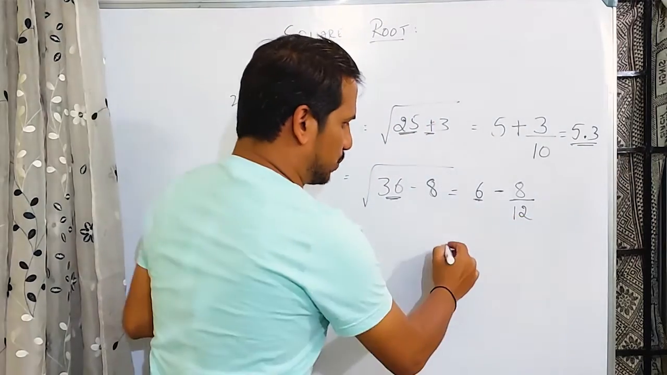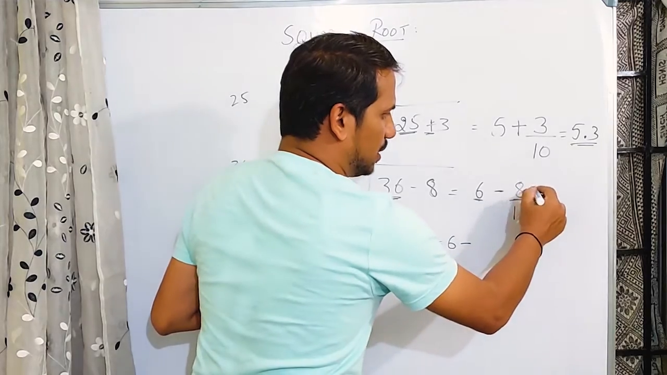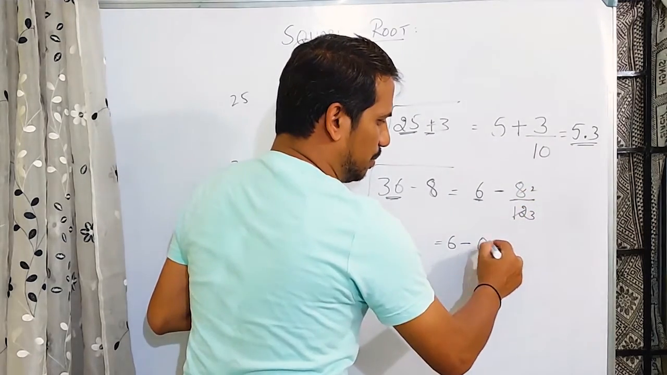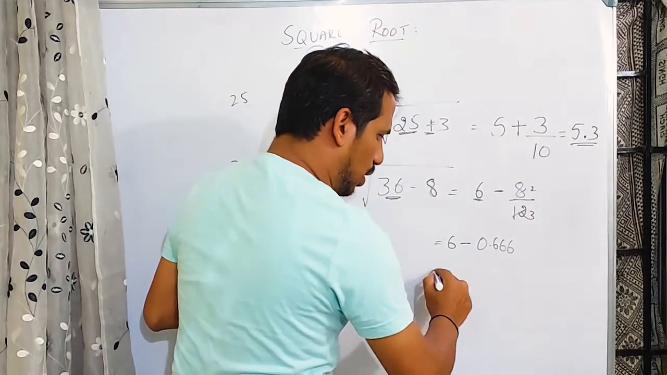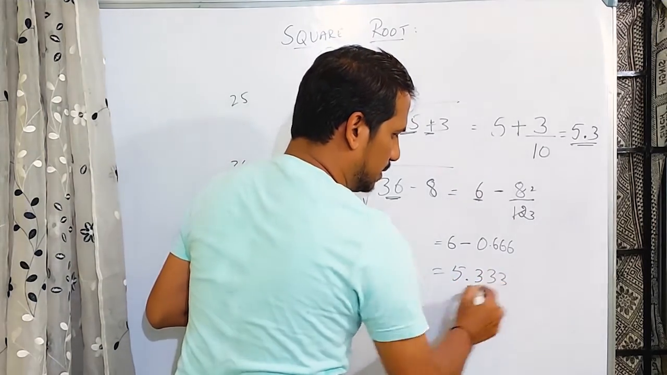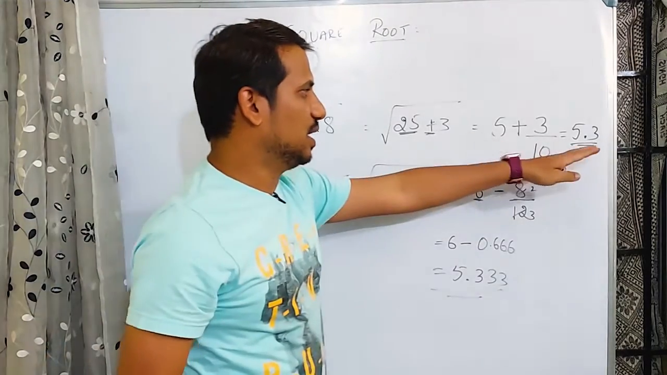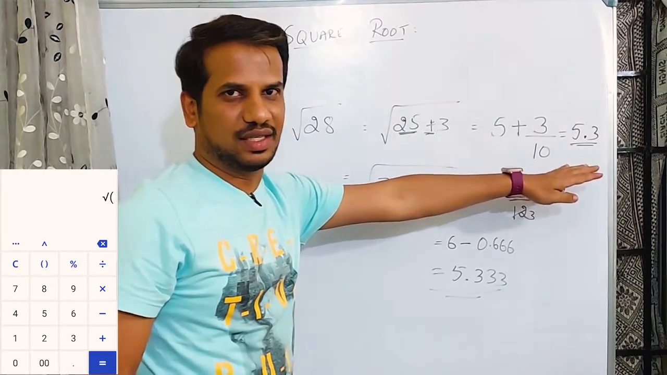Now if you use this one, it is 6 minus 8 by 12. This is nothing but 2 by 3, so nothing but 0.666, or 5.333. So if you find the square root of 28, it is nearing 5.3, we can say.